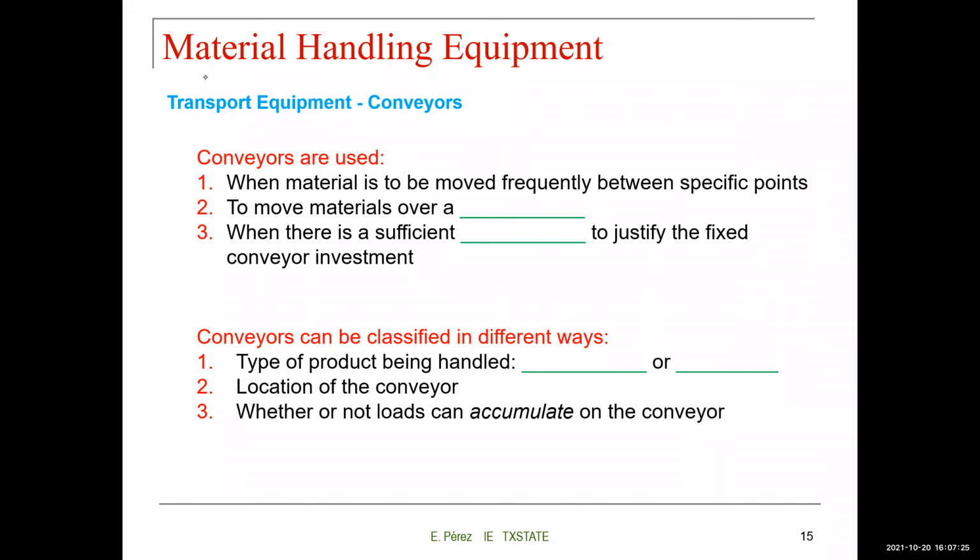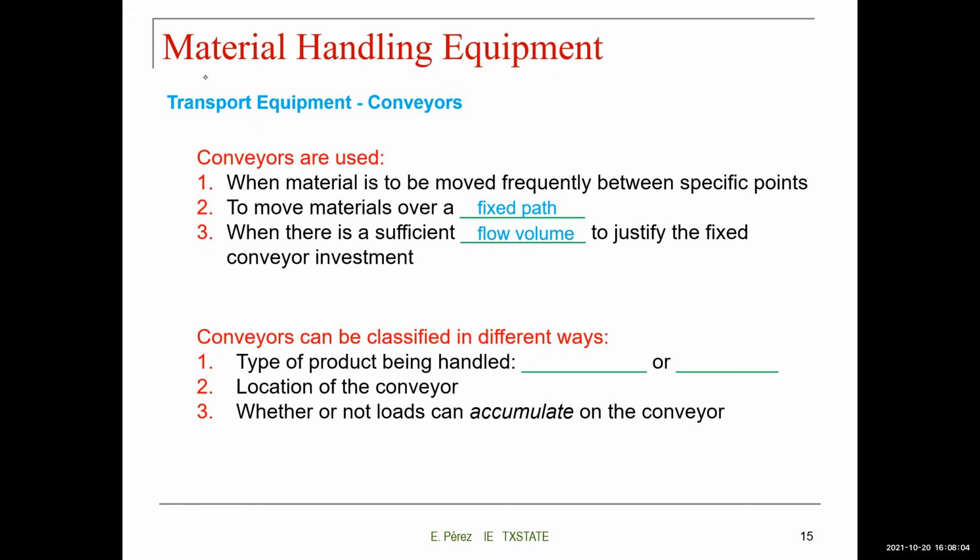If you have a production line in which you know the product will start at one point, go through the process, and finish at the end of that sequence, then conveyors are probably the best way to go. So material is to be moved frequently between specific points and over a fixed path, and when there is a sufficient flow volume to justify the fixed conveyor investment. Conveyors are expensive, so you have to make sure that you have a high volume of items being moved in the same direction for a long period of time.